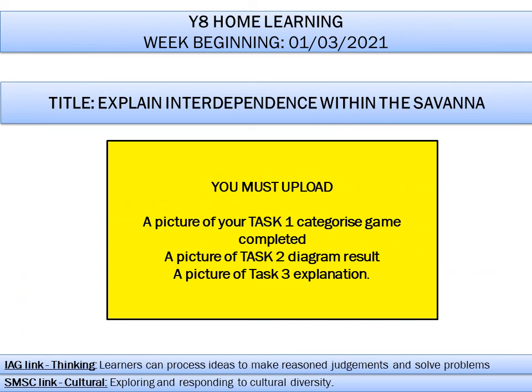We are now at the end of our lesson of explaining interdependence within the savanna. Now what you must upload is a picture of your task 1 categorized game completed, a picture of task 2 diagram result, and a picture of task 3 explanation.